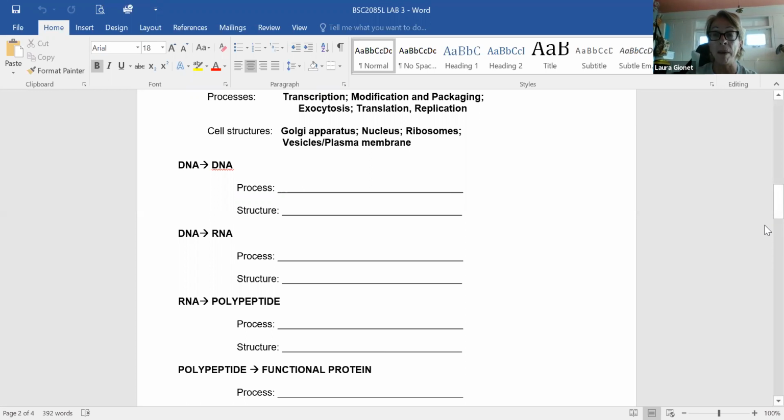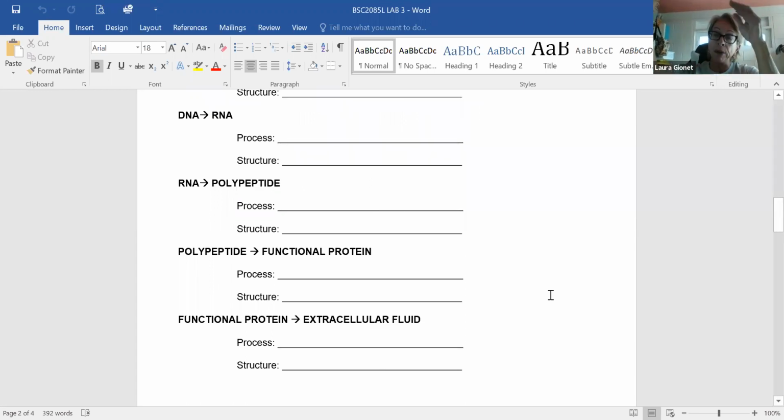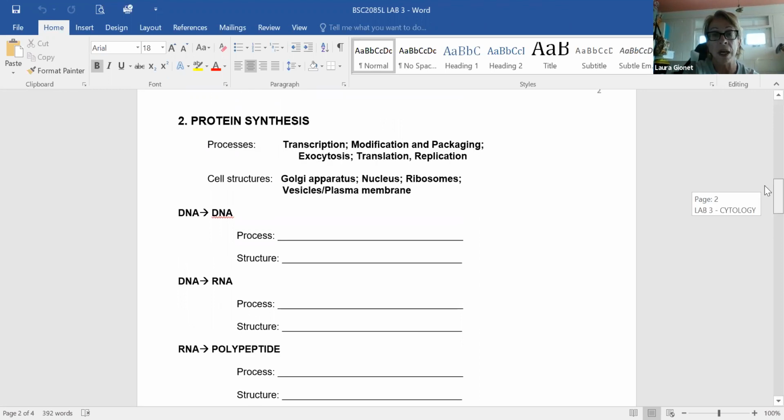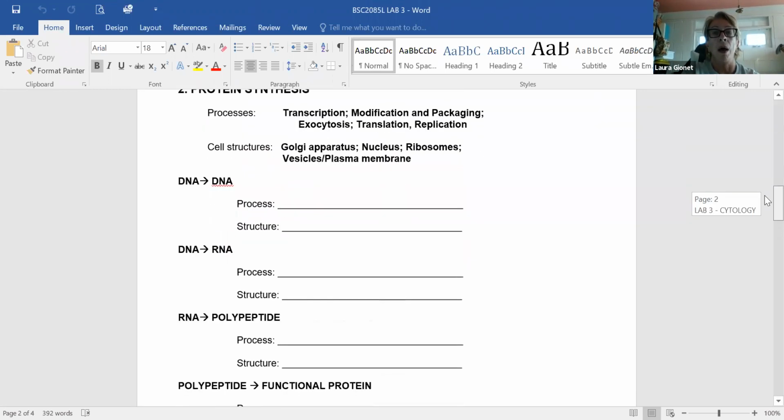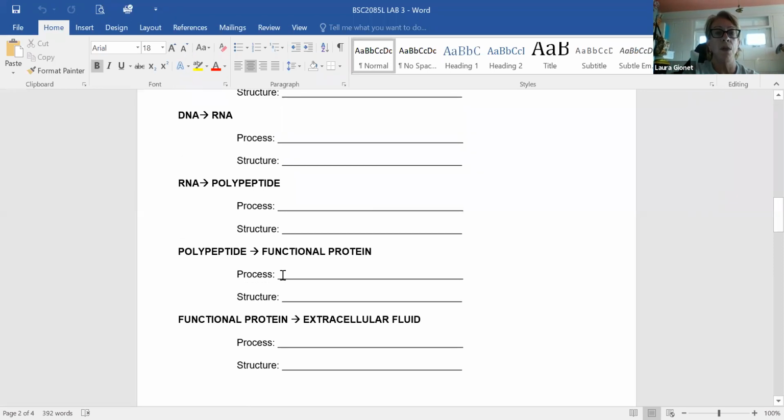Now we have that polypeptide that gets transferred into the rough endoplasmic reticulum, buds off, and goes to the Golgi apparatus thereafter. So now its final form is that from a polypeptide to a functional protein, to work someplace in the cell. That is called modification and packaging. So this process is called modification and packaging, and the structure in which it occurs is the Golgi apparatus, or the Golgi body. Now it buds off there as a vesicle, and now we have this functional protein, and it goes to the extracellular fluid.